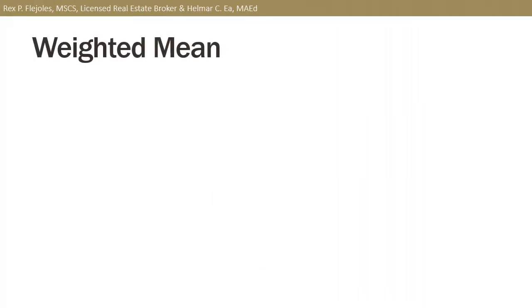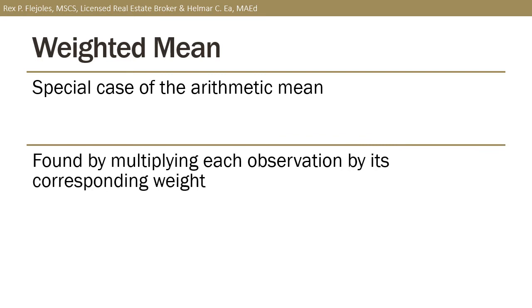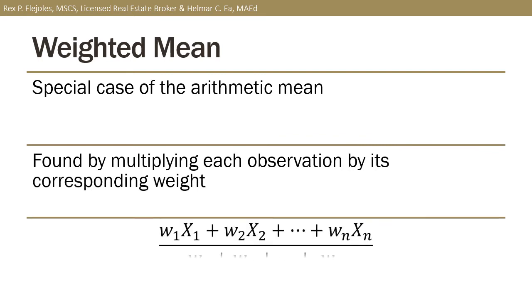The second one is the weighted mean. It is a special case of arithmetic mean. It is found by multiplying each observation by its corresponding weight. It is denoted by this expression.